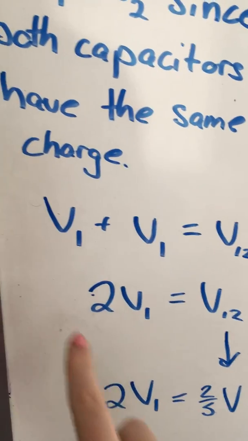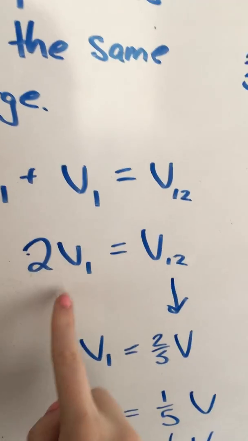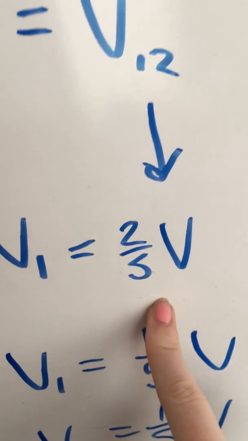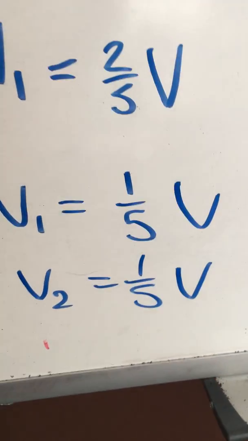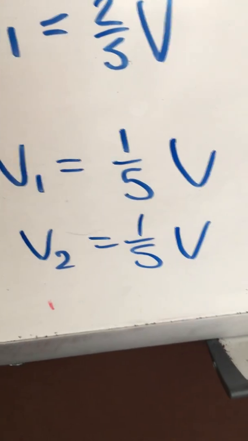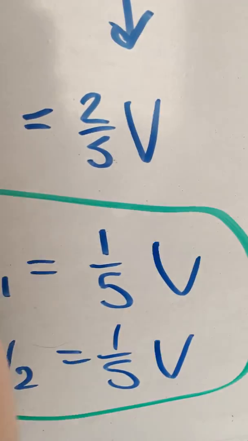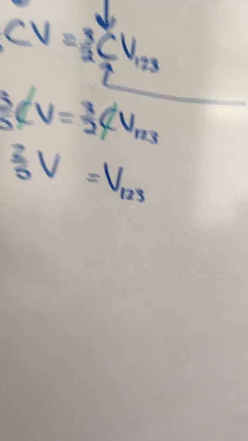So right here I just did a little substitution and I said V1 plus V1 equals V12, so I added them together. The value for V12 we found, it's right here, so I plugged that in down here. And then I divided both sides by 2, and I got a voltage of 1/5 V for V1, and then since V1 is equal to V2, I got 1/5 V for V2 as well. Now again, these are the answers that you would be boxing. Okay, so now we have a voltage for V1, V2, and V3.